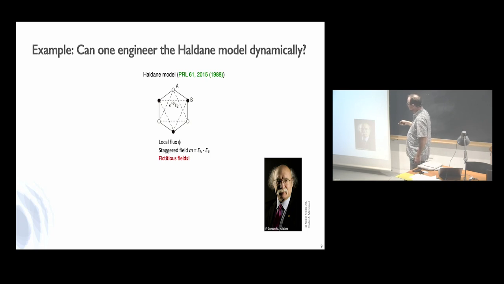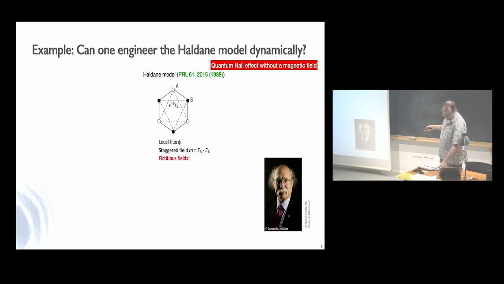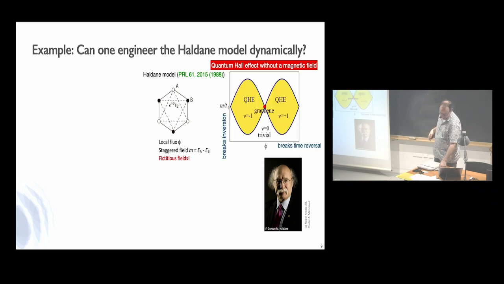Yeah, you pick up a flux when you hop through the unit cell. These are fictitious fields, and they break symmetries of the Hamiltonian that are important to protect certain properties of the equilibrium system. That's the point. And the idea by Haldane, what he was really seeking, was a model for a quantum Hall effect without a magnetic field. This is what we now call a quantum anomalous Hall effect, without an external, like Tesla coil magnet or something.